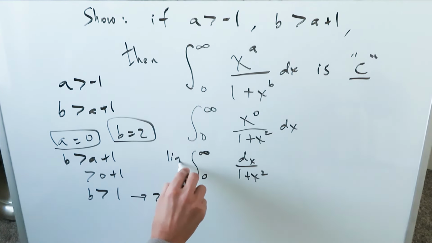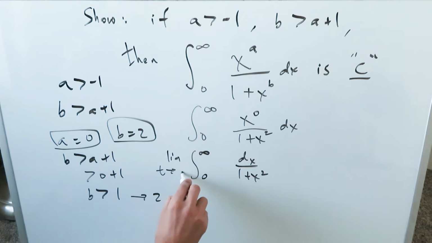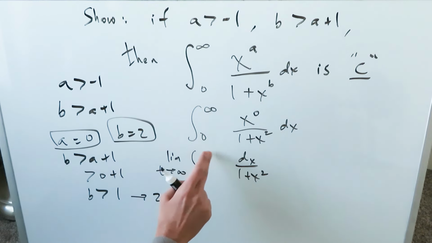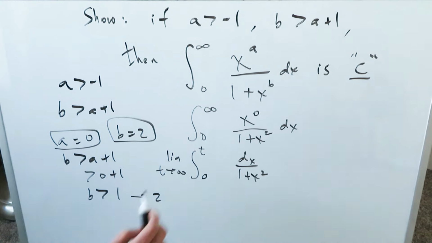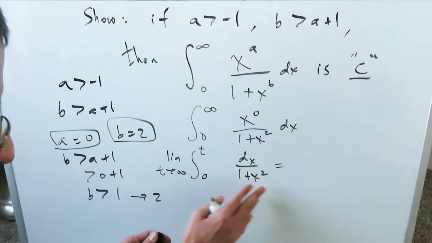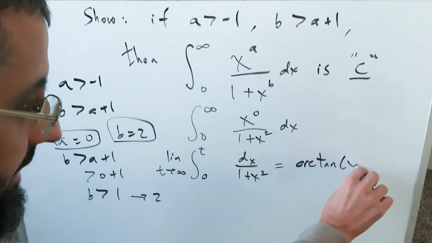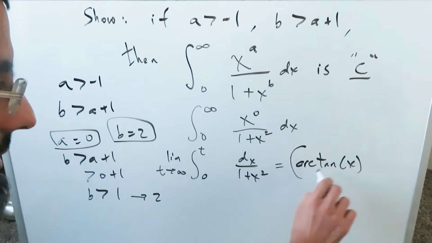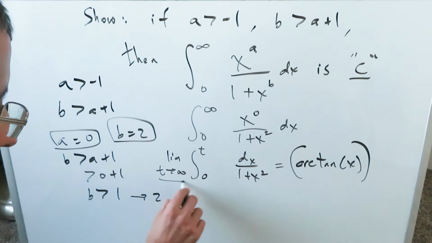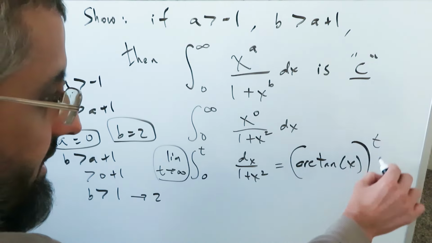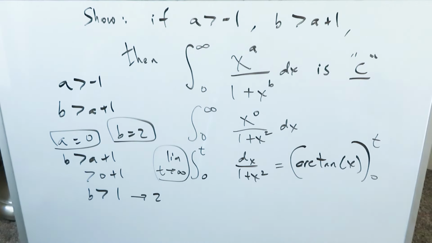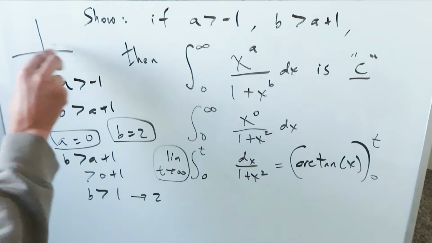And if you want, you can say limit as t approaches infinity, and then this upper limit becomes t, and we have a type 1 improper integral. You know this represents an antiderivative in terms of the arctan, or the inverse tan, and our answer here would be inverse tan, and then we're looking at it as the limit as t approaches infinity, evaluated from 0 to t. You can easily look at the arctan graph. It's very easy.